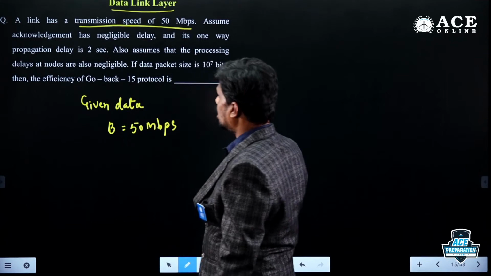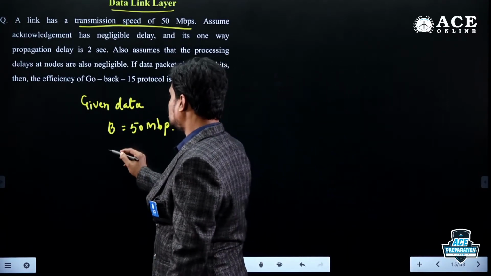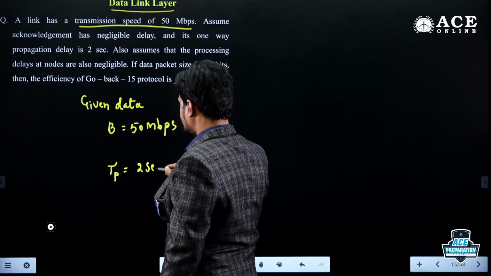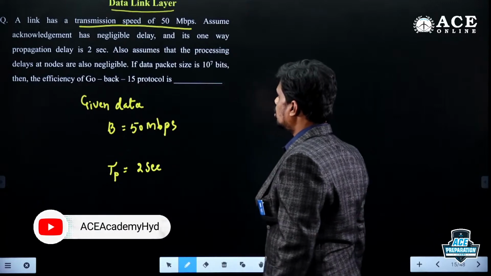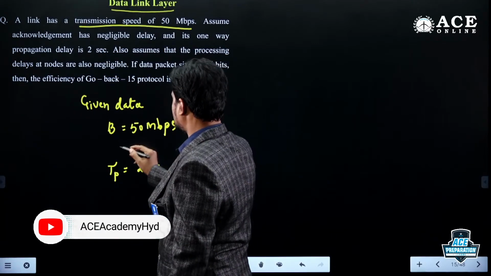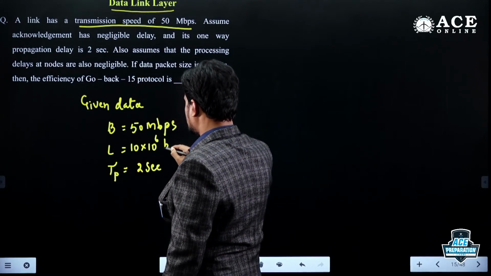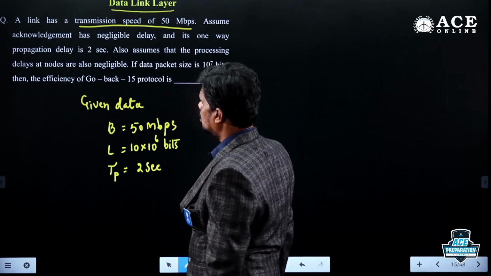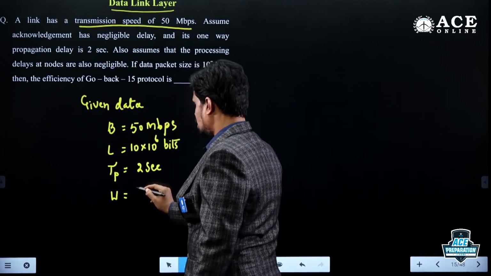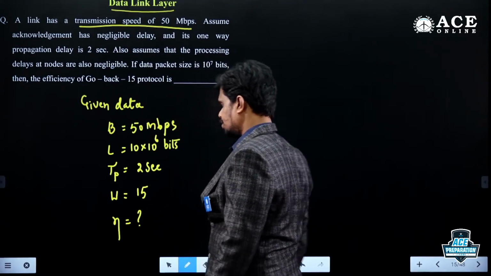Assume acknowledgement has negligible delay, and its one-way propagation delay is 2 seconds. So Tp value is given, which is 2 seconds. Also assume that the processing delays at nodes are negligible. If the data packet size is 10 into 10 power 6 bits, L value is given. And window size is given as 15. And it is asking us to calculate efficiency.